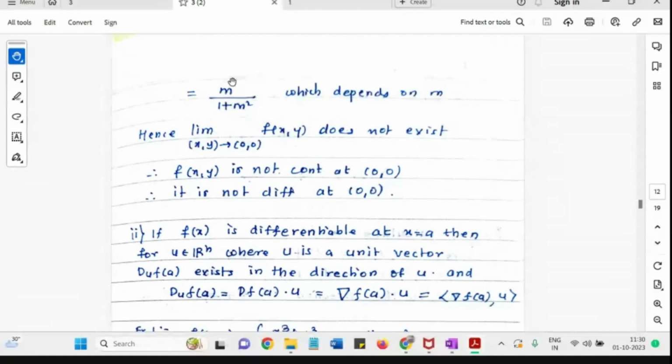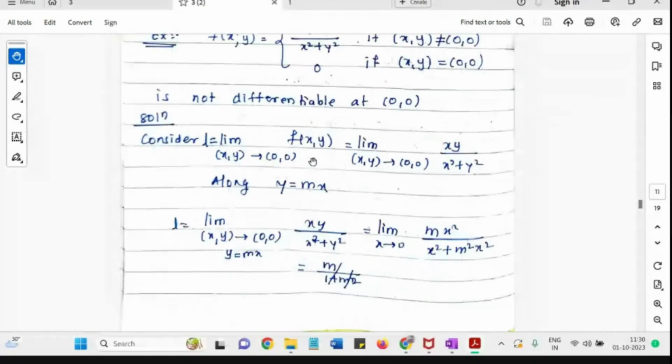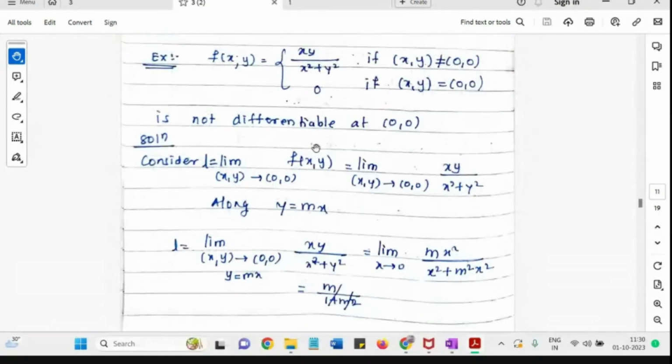Again, the selection of m is arbitrary, so the limit depends on m. Hence, the limit is not unique and hence it does not exist. Therefore, the function is not continuous at 0, 0. And by using the above result, a function which is not continuous need not be differentiable. So I am able to prove the function is not differentiable with the help of proving it is not continuous.